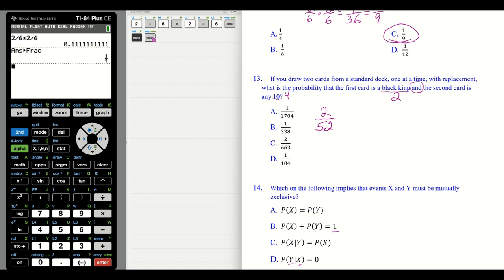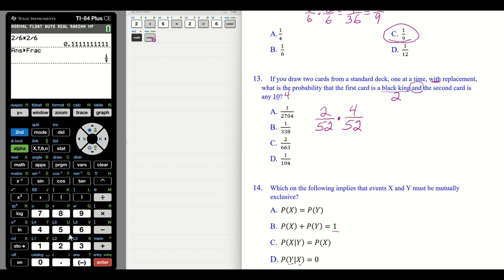52. And we did read with replacement. So that's your first event. Now, second event, we still have 52 cards. However, we have 4 total. Now, put that in the calculator.